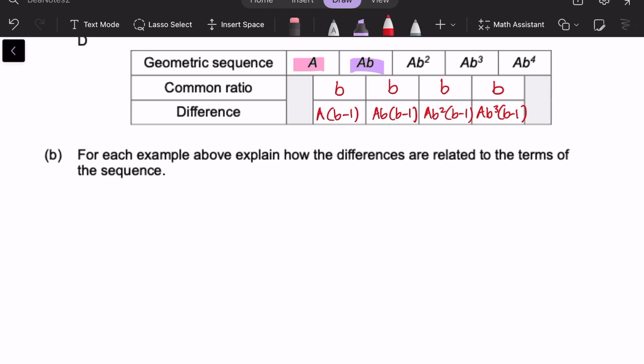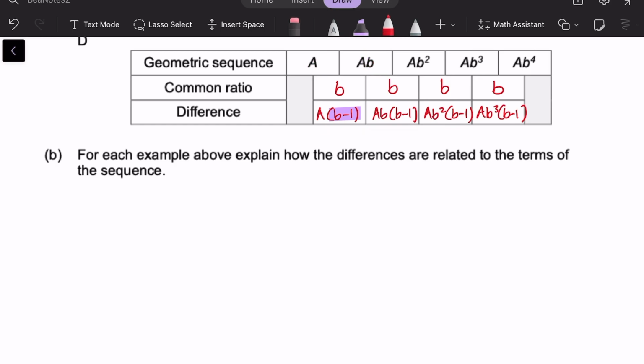Now we're going to move on to question 1b and see if we can explain the pattern that we've identified. Explain how the differences are related to the terms of the sequence. The relationship we identified before was that, for example, if you take the first term of the geometric sequence and multiply it by B minus 1, you get the corresponding term in the differences sequence. This pattern seems to hold, as AB is the second term in the geometric sequence, whereas the second term in the differences sequence is AB times B minus 1. So it's the same thing, but you multiply it by B minus 1.